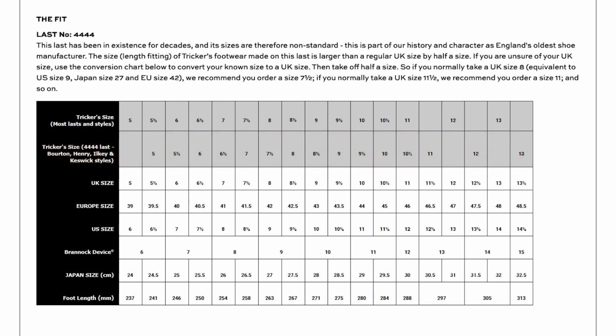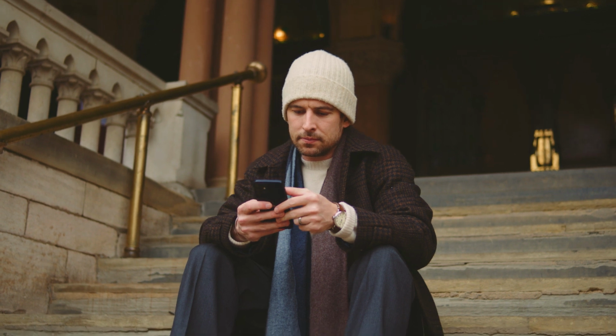Assuming that Martin knows his UK size is 11, he traces along the third row until he finds size 11, then up to the second row, because it's a 4444 last, to find that his Tricker size is 10.5. So Martin would order his Bourton Country shoe in a Tricker size 10.5.